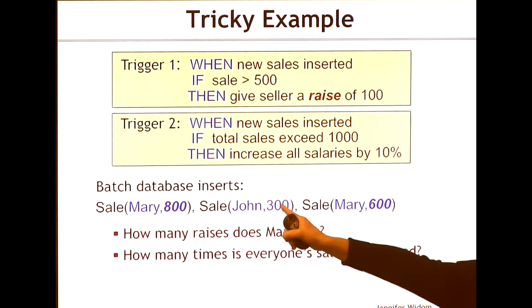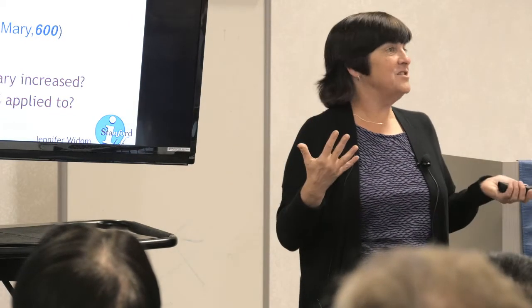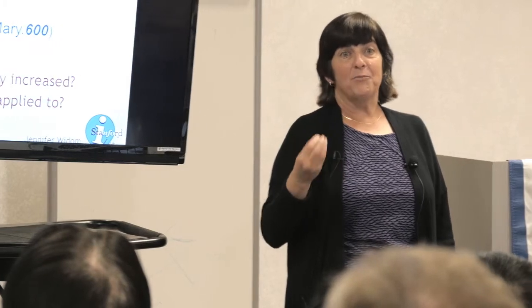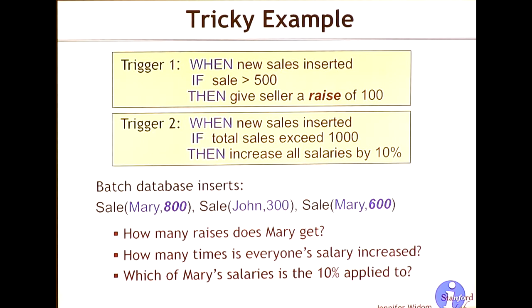It goes over 1,000 here, but then it's still over 1,000 there. So does every time there's an increase? And which of Mary's salaries is the 10% applied to? So these are all questions that need to be understood, and this is a lot more complex than just understanding SQL queries. If people were bombing understanding SQL queries alone, imagine trying to deal with this. And now I'm going to talk about different approaches to this problem.